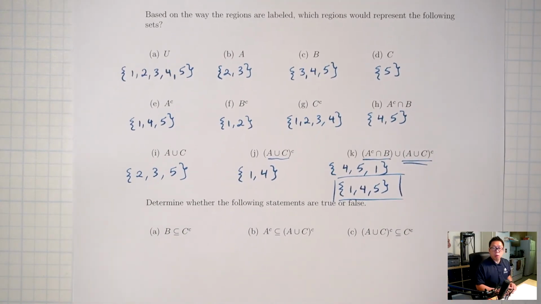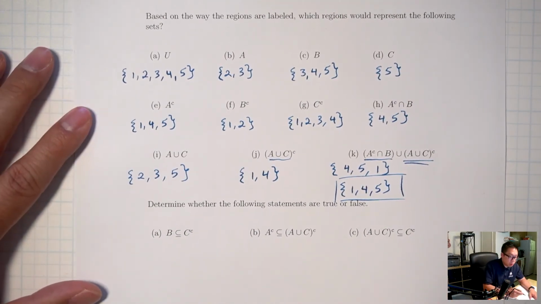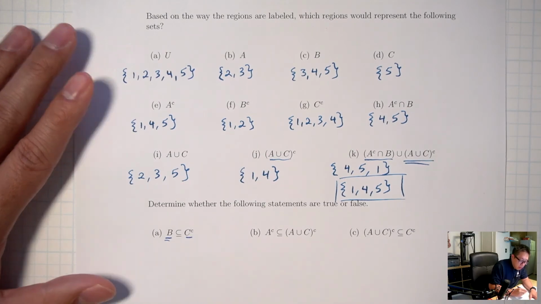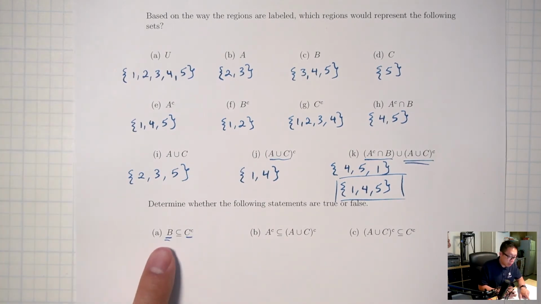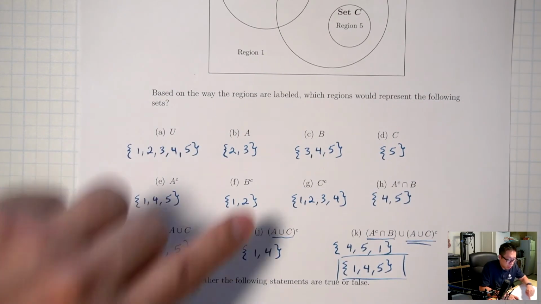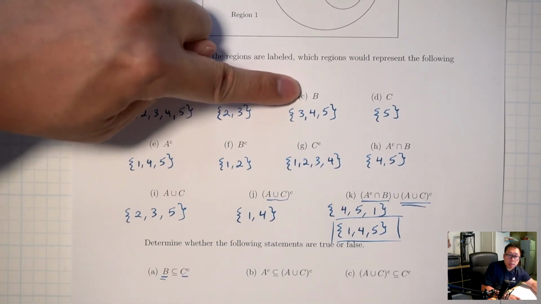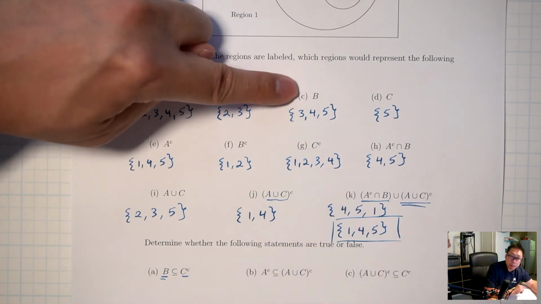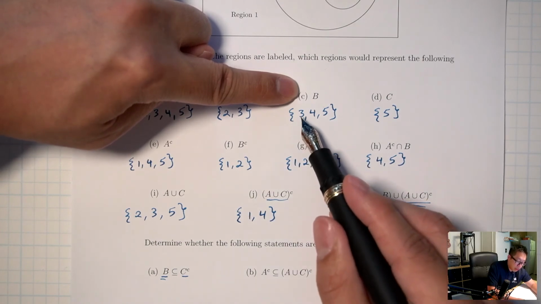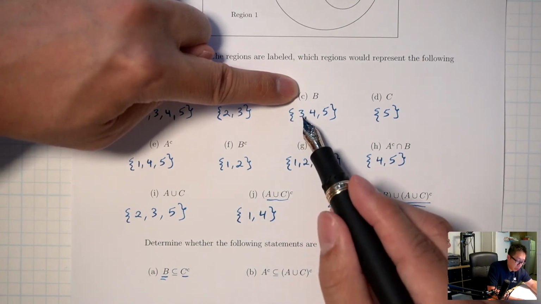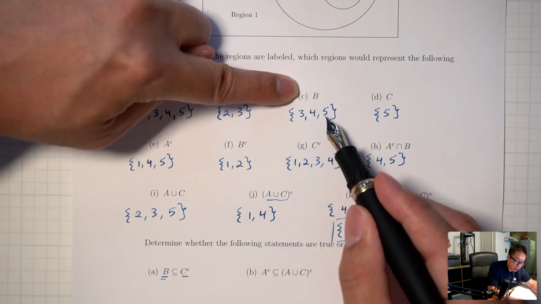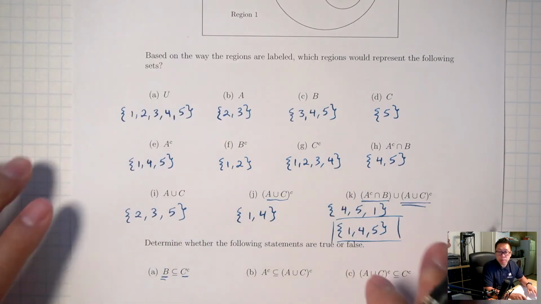Okay, next part here are determine whether these statements are true or false. These are subset symbols. Okay, so this is asking, is the set on the left a subset of the set on the right? Okay, so set on the left is B, regular B, which is right here. Set on the right is C complement, which is right here. Okay, so start with the set on the left and ask yourself, is everything in the set on the left also in the set on the right? So 3, is 3 in there, yes. 4, is 4 in there, yes. 5, is 5 in there, no. Okay, so that's going to be a false.